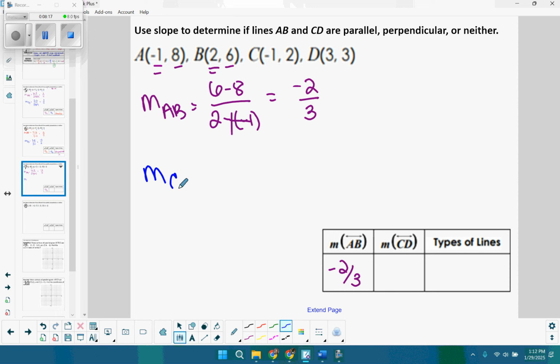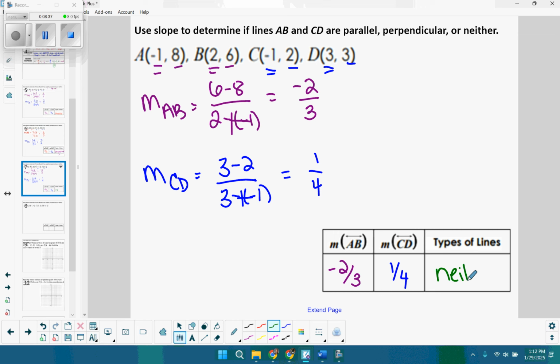My slope of CD, 3 minus 2 for the top, 3 minus negative 1 for the bottom. Turns into a plus, so this will be 1 over 4. So these two slopes have absolutely nothing in common, so we would call this neither.